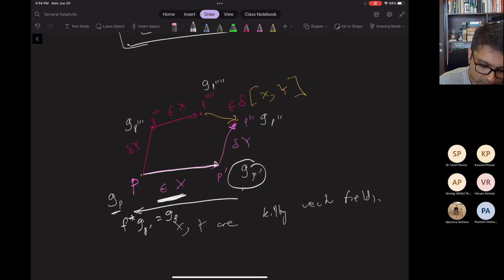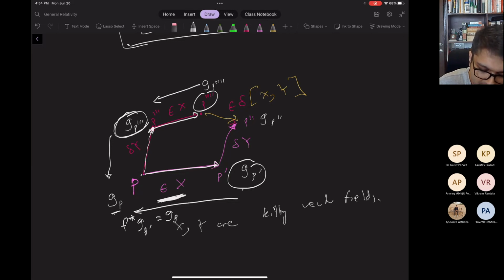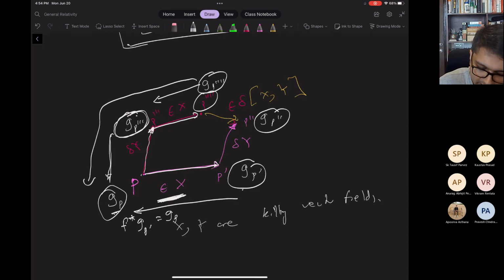Similarly, if I flow along Y and I pull back this, then I should get back the original metric because Y also generates an isometry. And similarly, if I flow from here to here, and I pull back first from here to here, then I should get back the metric here. Then if I pull back again, I should get back the metric here. So basically I can pull this back along this path and along this path, and I should get back the original metric because X and Y are isometries.